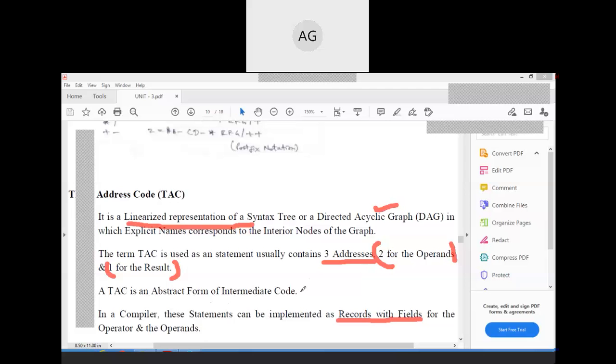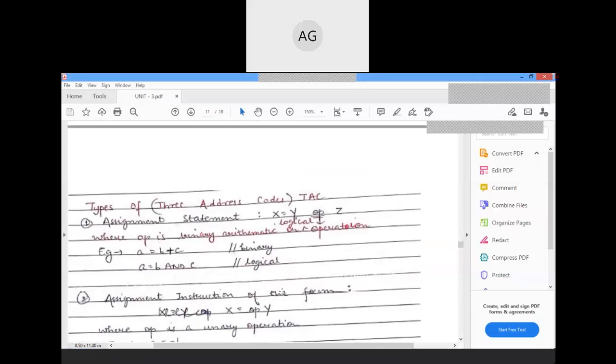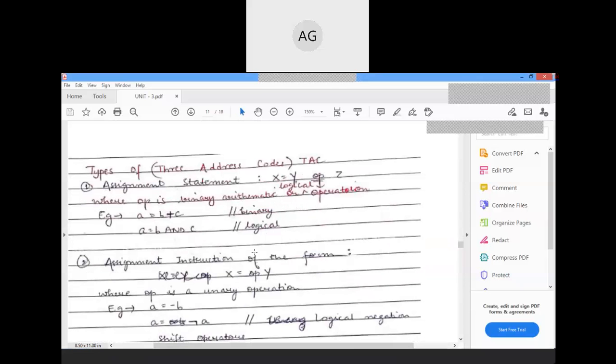So now we are just moving on. Now the types of three address code.